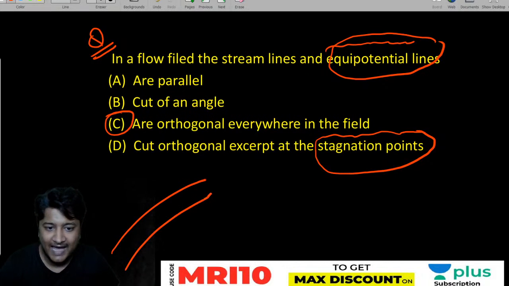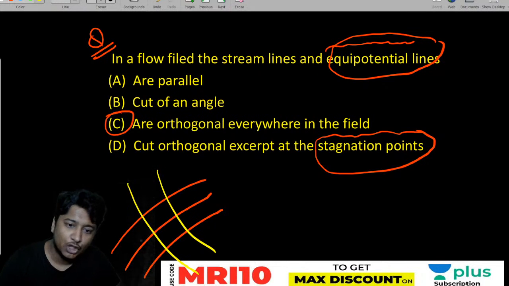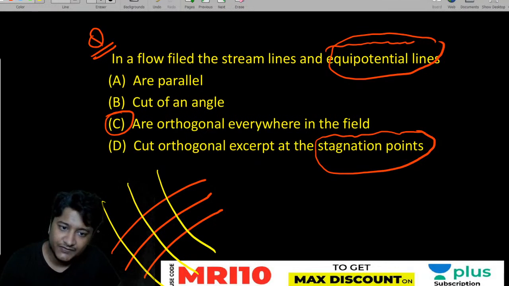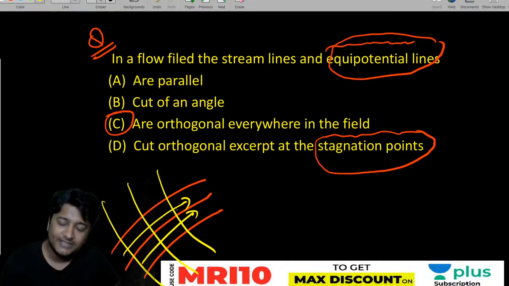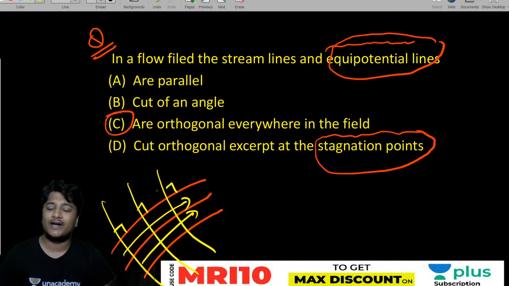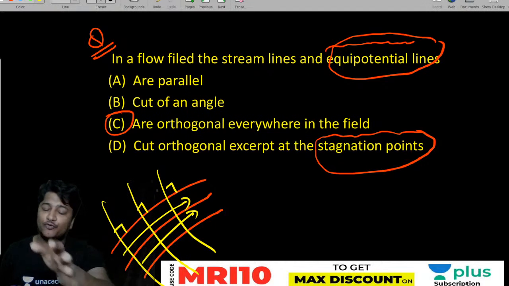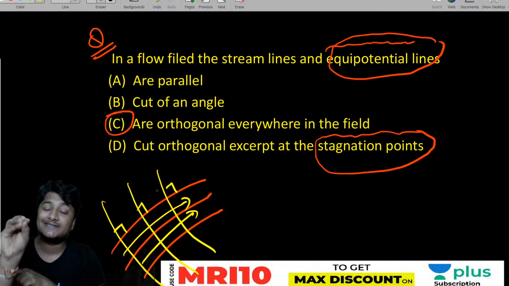If this is your streamline, those who don't know, this will be the equipotential line, having the same potential, but इसके across flow नहीं होता. Flow आपको streamline के along होता है. Across आपको flow नहीं होगी. This is your equipotential line. It will always meet perpendicular. ये हमेशा perpendicular ही meet करेगा. And that also I will prove to you, why, in the later discussion. But right now I want you to understand what a stagnation point is.